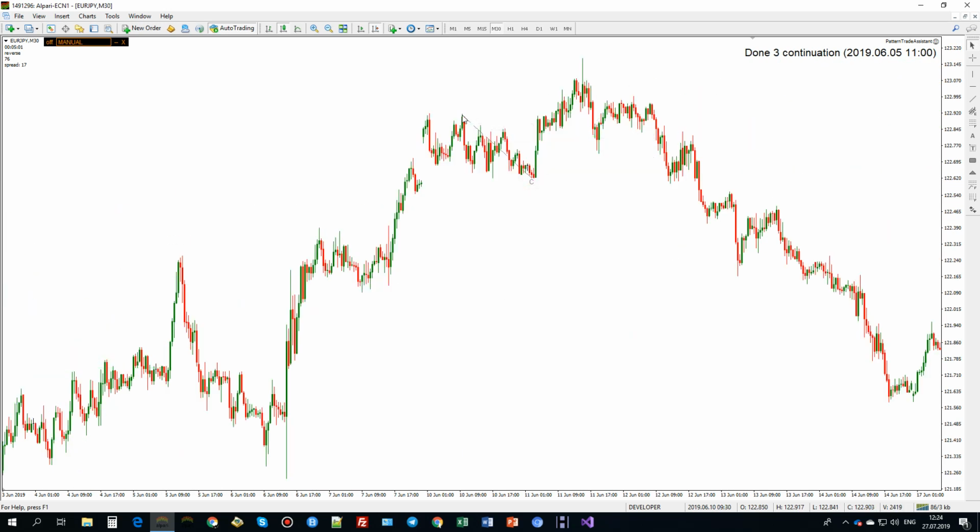Placing 3 targets is absolutely the same as placing 3 trades.